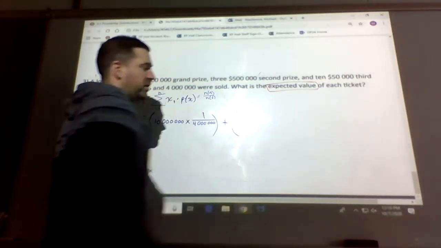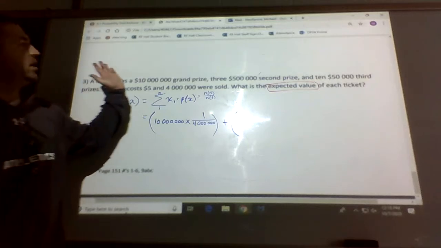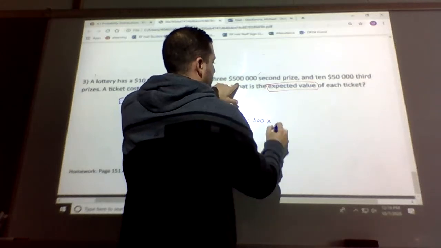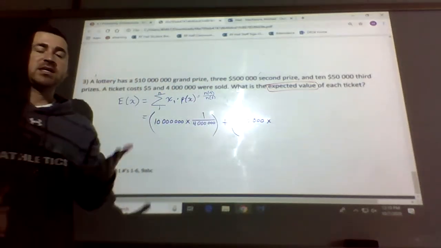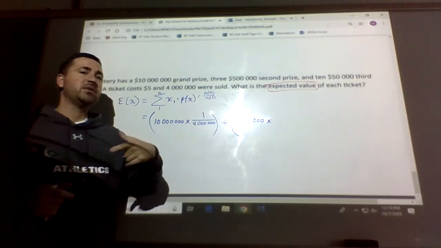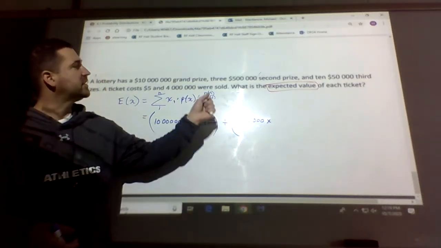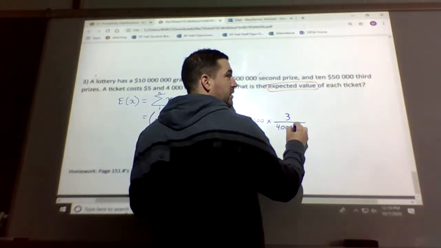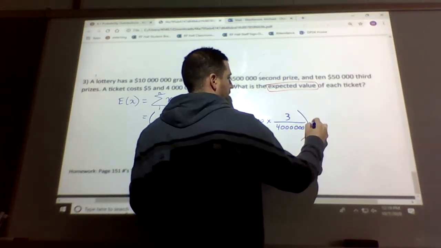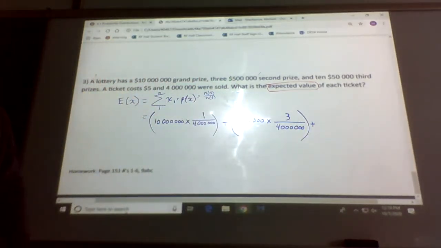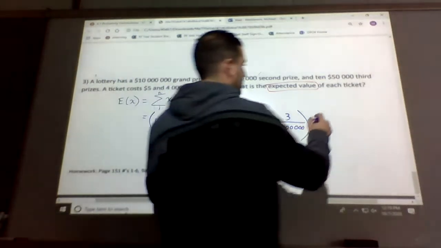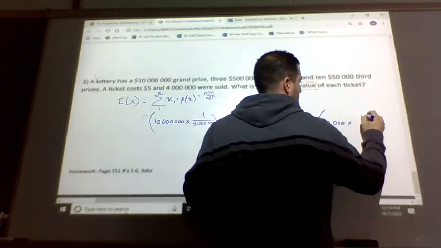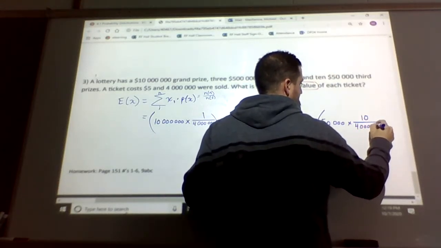Plus, now what is our second prize? Our second prize is $500,000 times the probability. So how many times can second place occur? It should only happen once, but how many second place prizes are there? In this case, there are 3 of them. So 3 out of the 4 million tickets. Okay, plus we have a third place prize, which is $50,000, and there are 10 of those out of 4 million tickets.